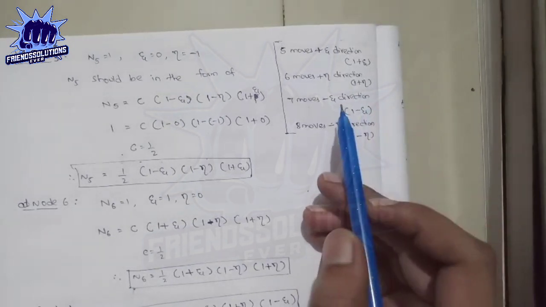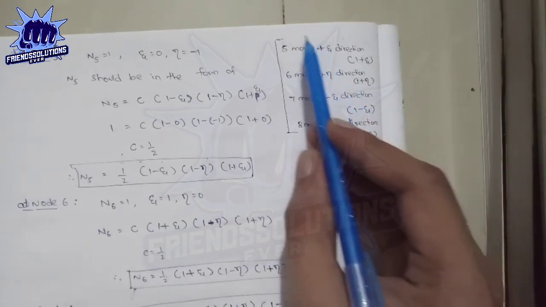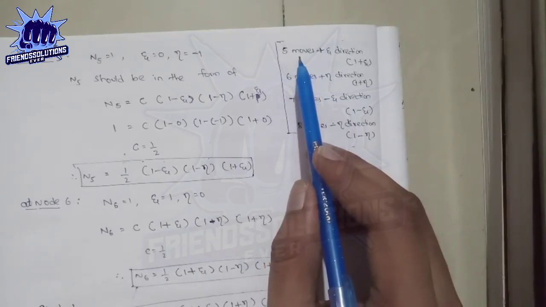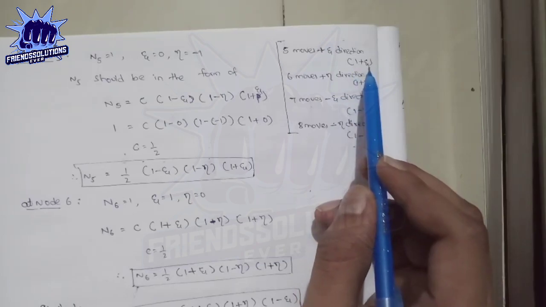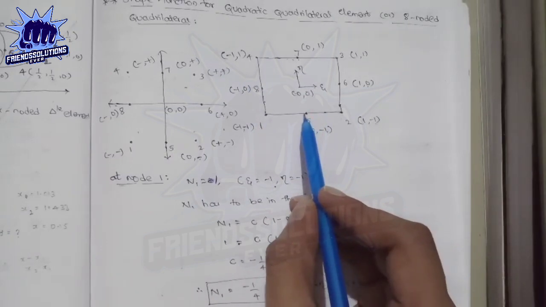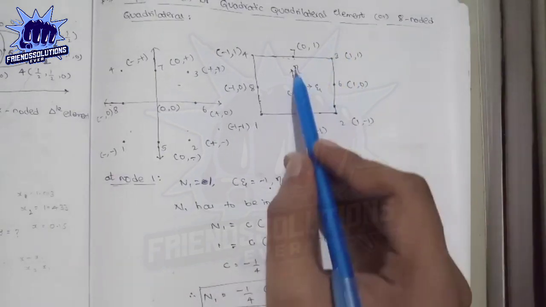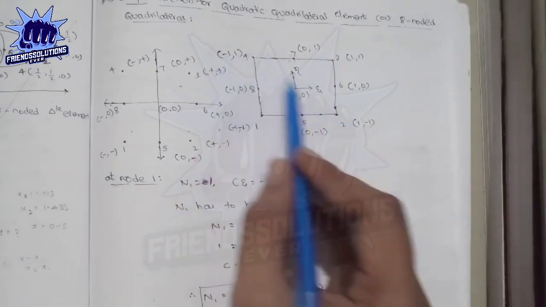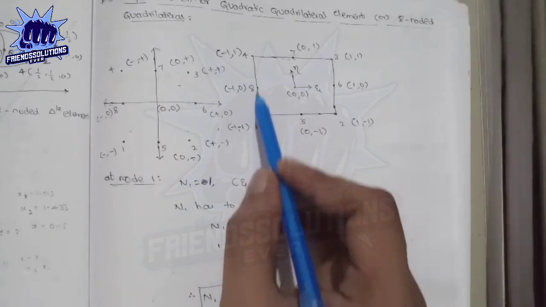Before going to find the shape functions at node 5, 6, 7 and 8, we have to remember these formulas. For node 5, it moves in the positive xi direction, so 1 plus xi. How does it come? Here you see node 5 is moving in the positive xi direction, and 6 is moving in the positive eta direction, and 7 is in the negative xi direction, and 8 is in the negative eta direction.